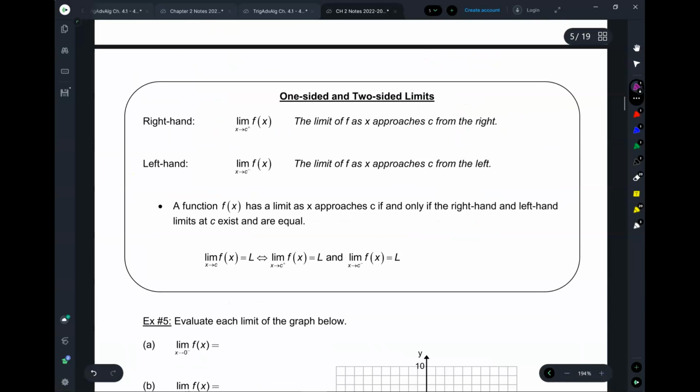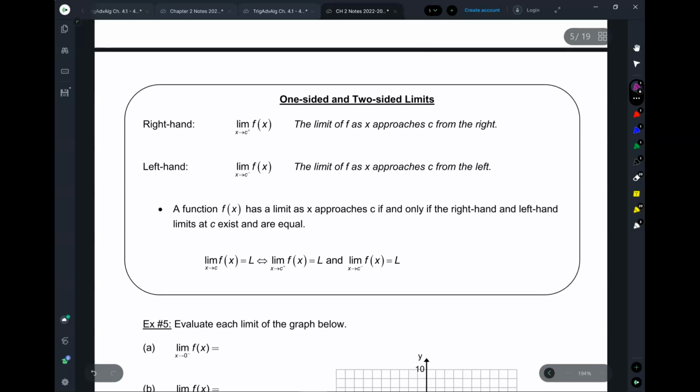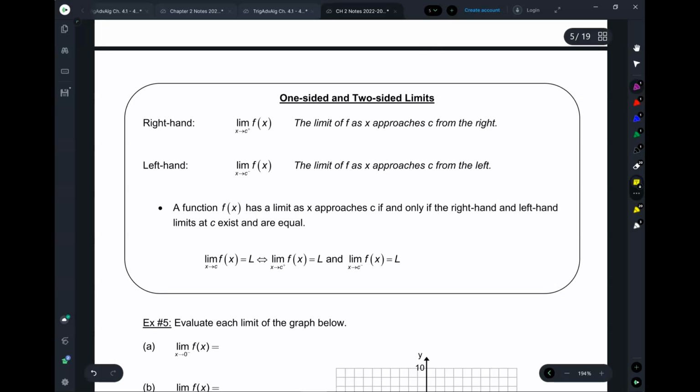All right, so let's talk about one-sided and two-sided limits. Sometimes all we need is to look at a limit only from one side. Remember how yesterday we said you have to look from the left and from the right? Sometimes all you need is the left side only or the right side only. When does that happen? We'll get to it.